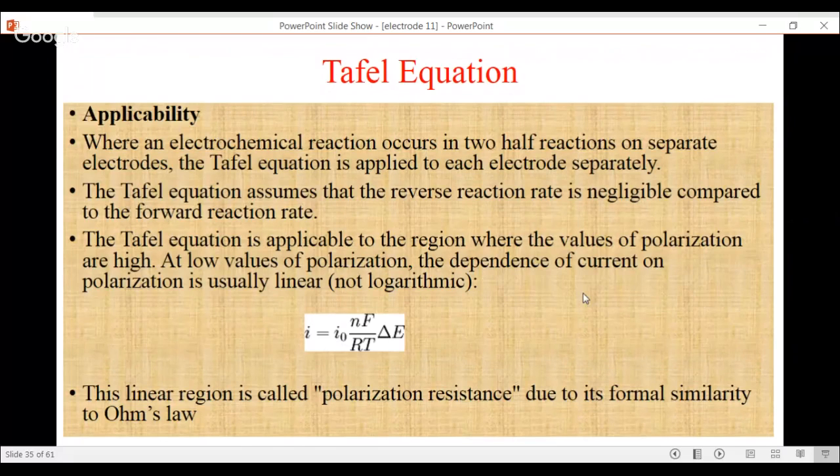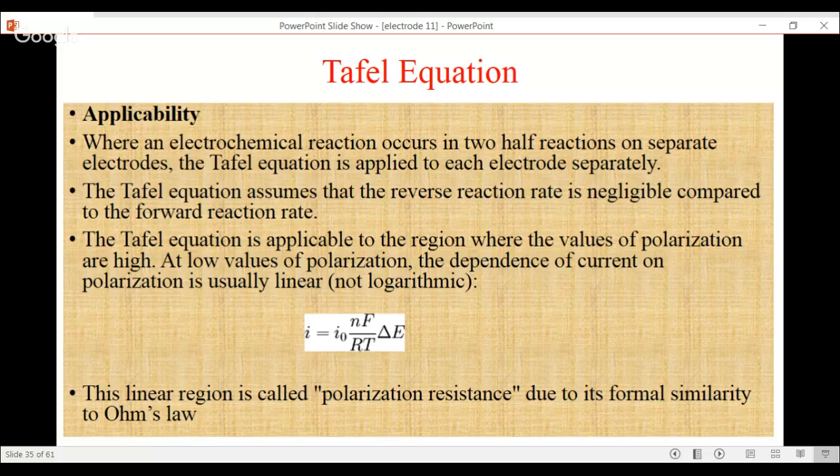So, applicability of the Tafel equation. Where an electrochemical reaction occurs in two half reactions on separate electrodes, the Tafel equation is applied to each electrode separately. If the same reaction is taking place on the anode and cathode, then we have to apply it to each electrode. The Tafel equation assumes that the reverse reaction rate is negligible compared to the forward reaction.